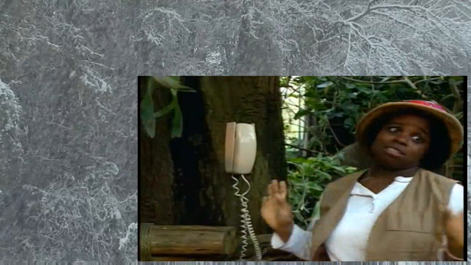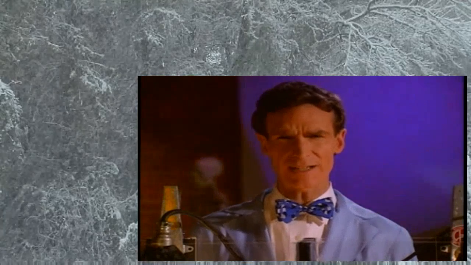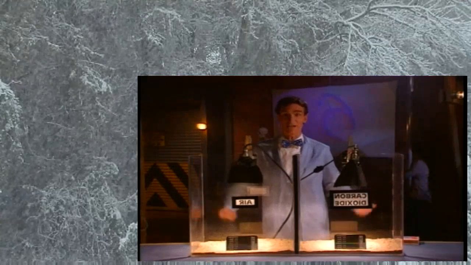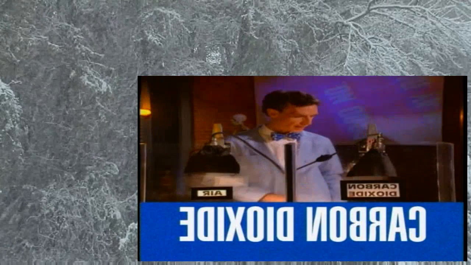What's in the atmosphere helps control our climates. Take a look at this. It's our atmospheric warming tank of science. Now on this side, we have nothing but regular air. But on this side, there's almost nothing but carbon dioxide. Here, I'll show you.